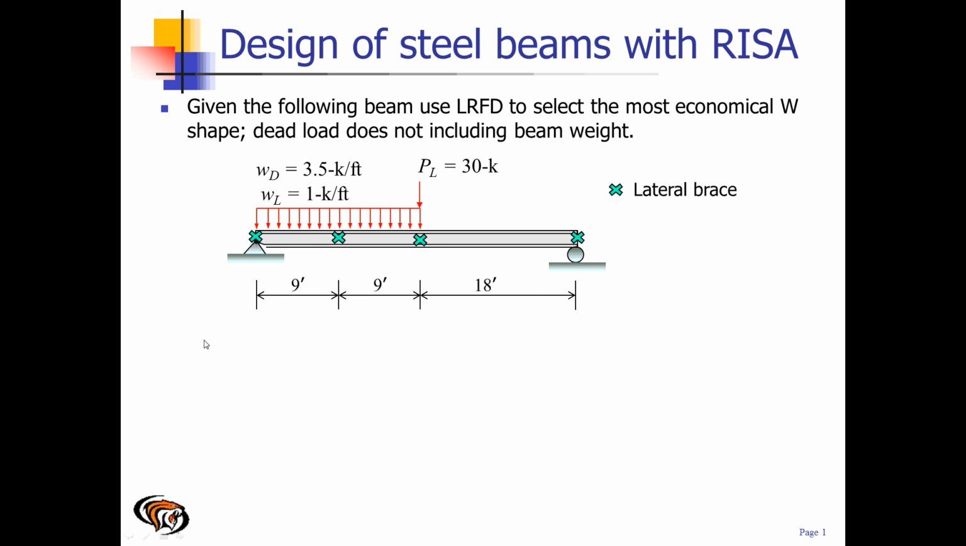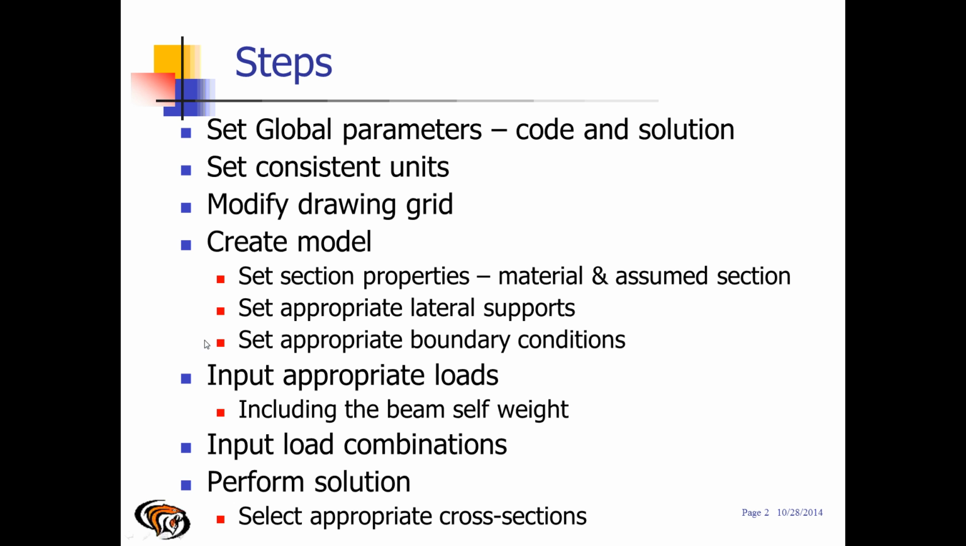The steps we're going to take in order to solve this using RISA are as follows. We will need to set global parameters. This includes the appropriate code and a solution. Then we will have to check consistent units, modify the grid in order to create the model, and in the process of creating the model, we will have to set some preliminary section properties as well as appropriate material.